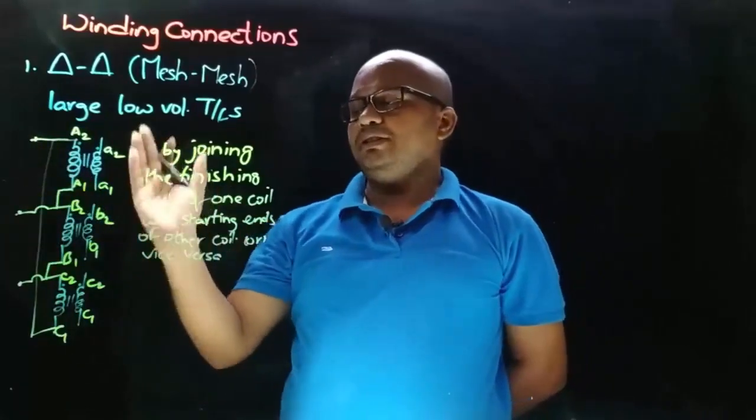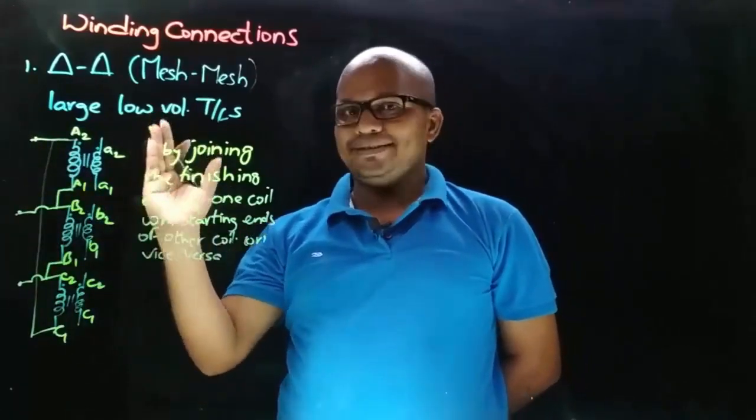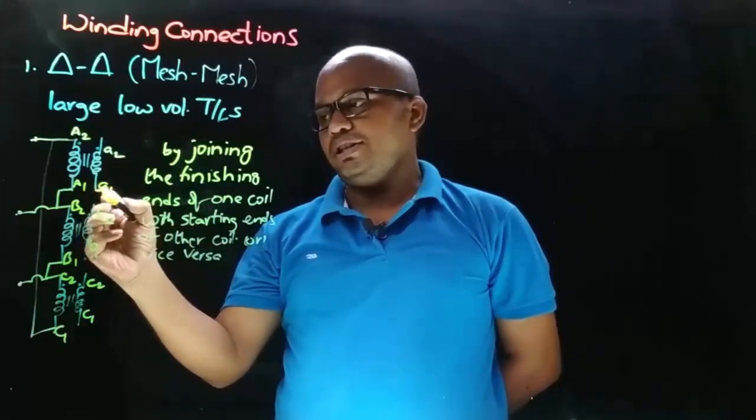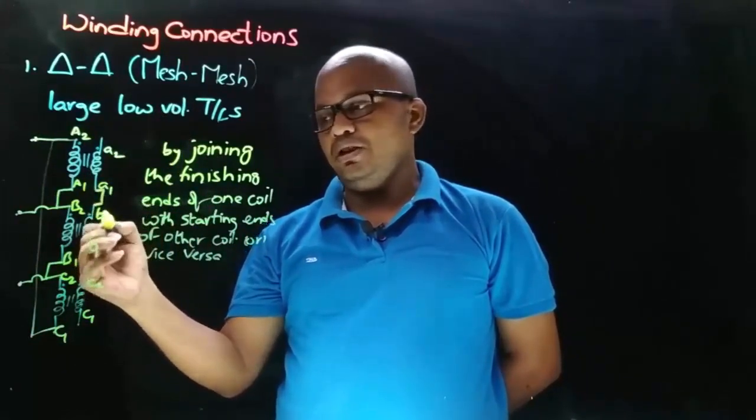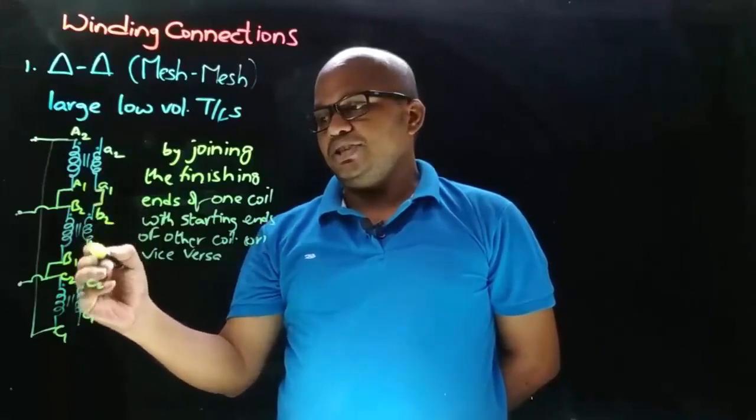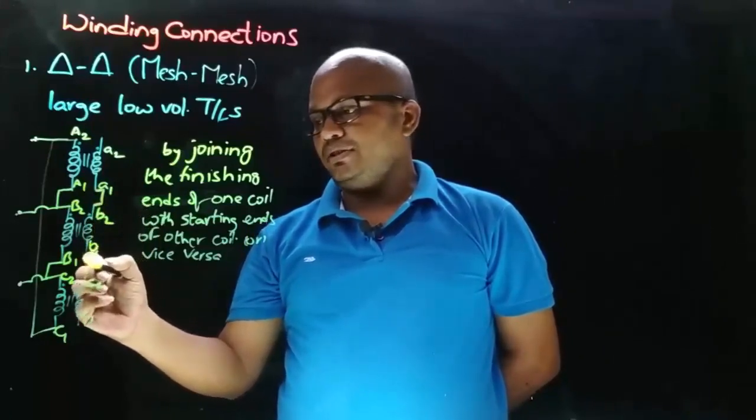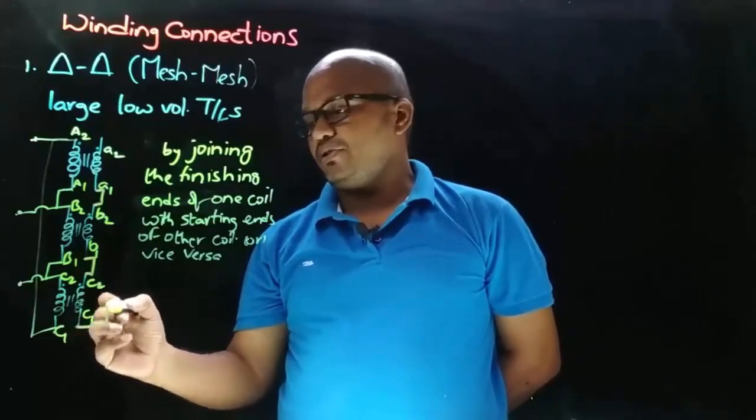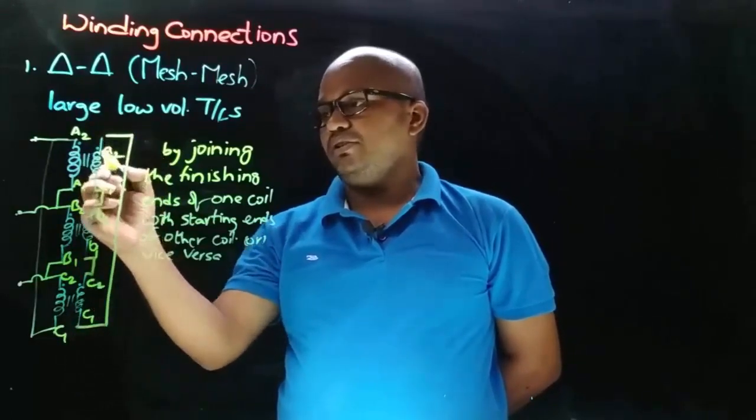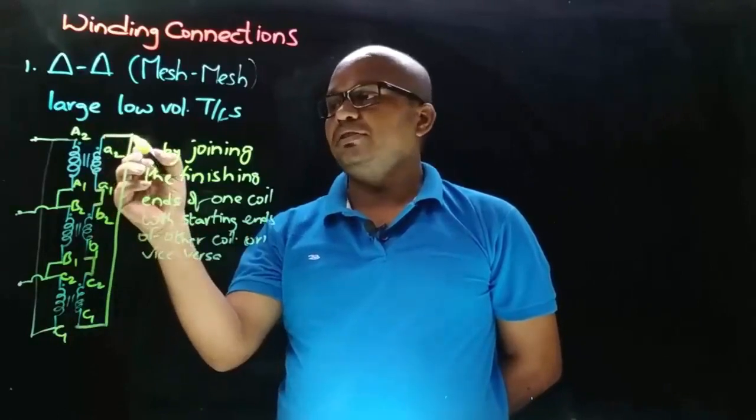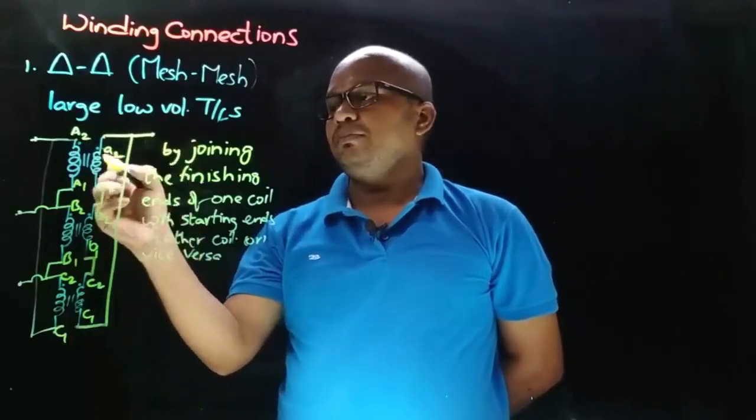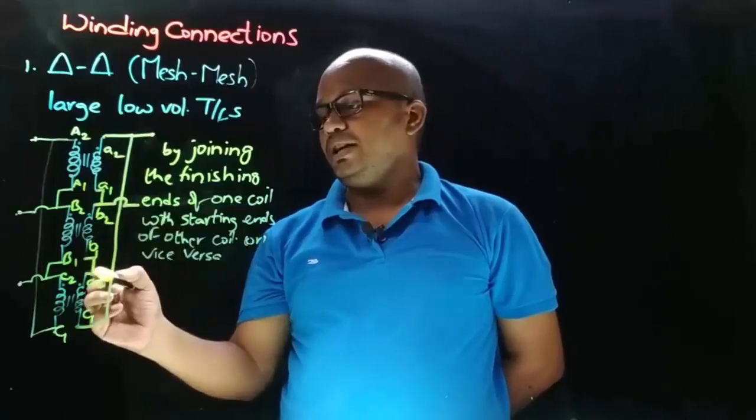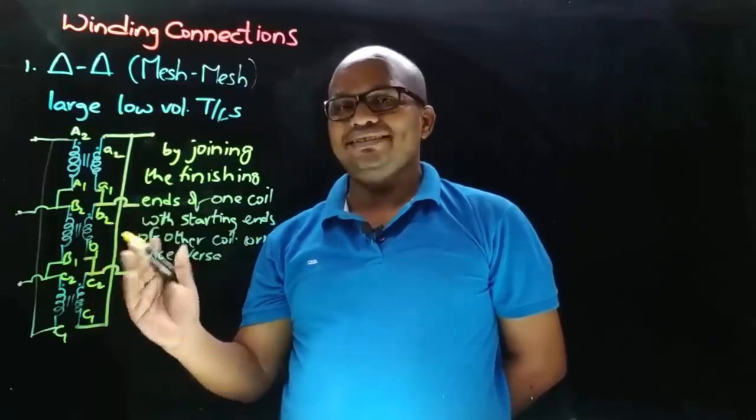And now similarly obtain the delta connection on secondary side. So here finishing end of this coil is connected with starting end of the second coil, and similarly finishing end of this coil is connected with starting end of this coil, and similarly the finishing end of this coil is connected with the starting end of this coil. And similarly here we are taking the connections from A2, B2 and C2 on secondary side.